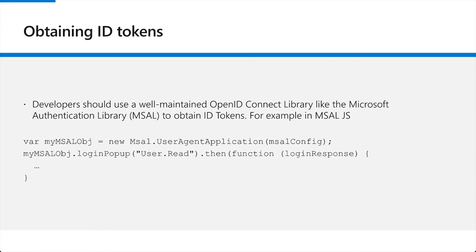In terms of obtaining ID tokens, developers can use the Microsoft Authentication Library, abbreviated as MSAL, to obtain the ID tokens. For example, if we look at the screen here, we can see that we're creating a new MSAL user agent application, passing in the config file, and then using the login pop-up function.